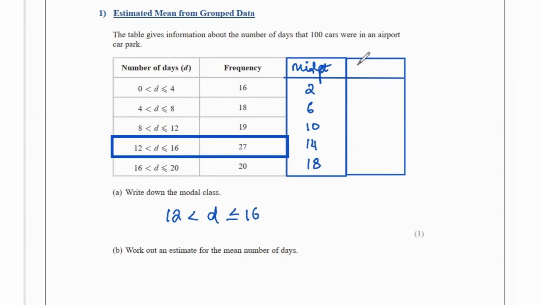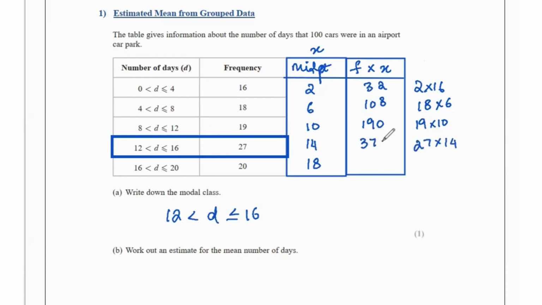Now in the next column, I'm going to multiply our frequency value with the x value. X is your midpoint of the class intervals. So 2 times 16 is 32. Then it's 18 times 6, which equals 108. Then we have 19 times 10, which is 190. 27 times 14, which gives us 378. And then 18 times 20, which gives us 360.